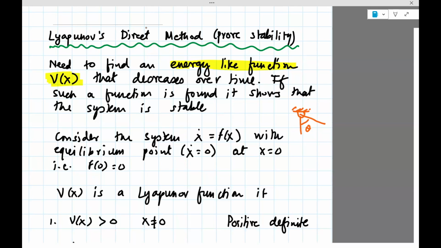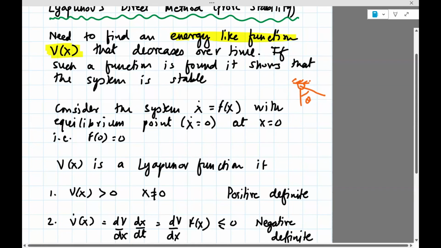For this case, you can actually use the energy of the pendulum as a proxy for V, and then you can show that it's stable. Now it's intuitive for a single link pendulum. If you have a more complex system, finding V of x is not that trivial, and that's where there are people who come up with methods to figure out V of x.